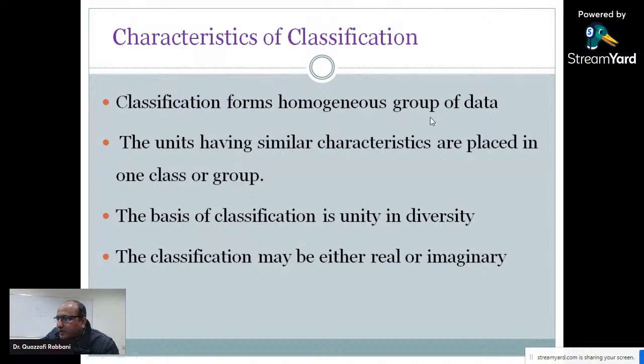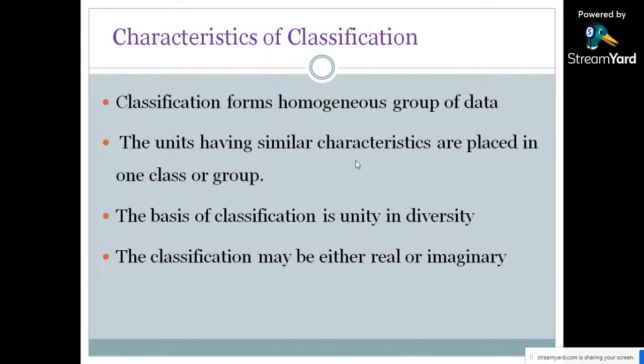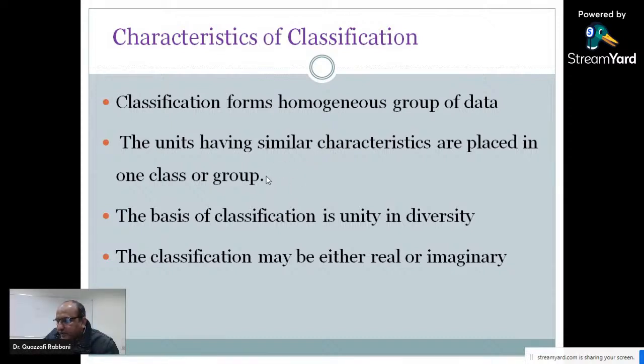Now the characteristics of classification. Classification forms homogeneous groups of data. The units having similar characteristics are placed in one class or another class. Data can be classified and organized in such a way that it is divided into homogeneous or similar groups. The basis of classification is unity in diversity. The classification may be either real or imaginary.